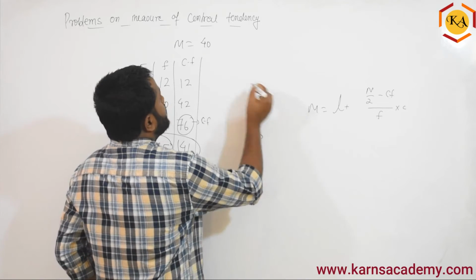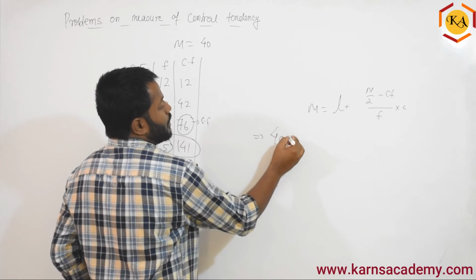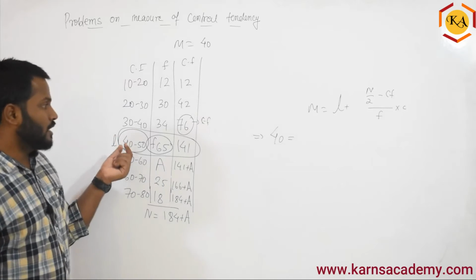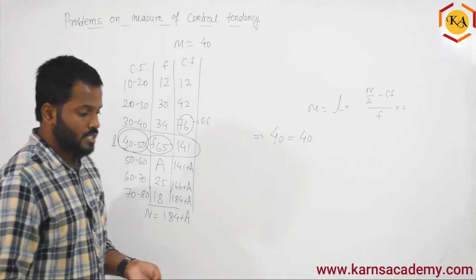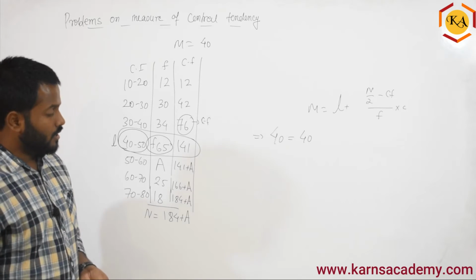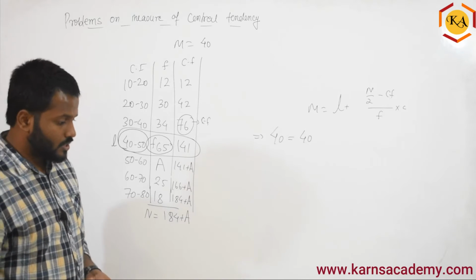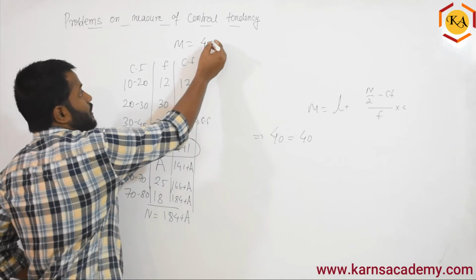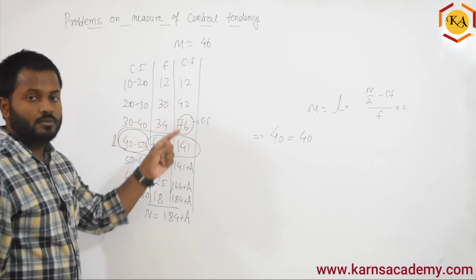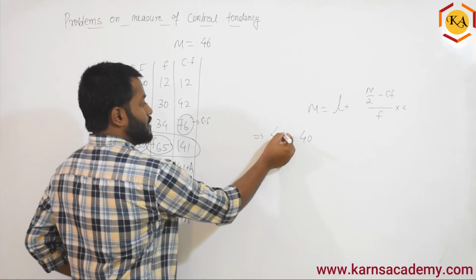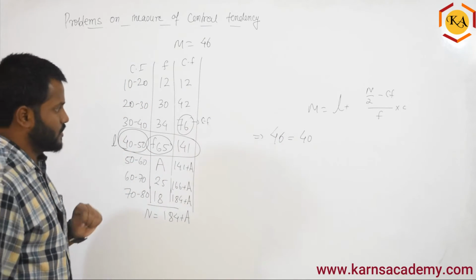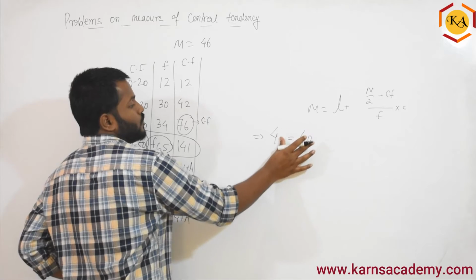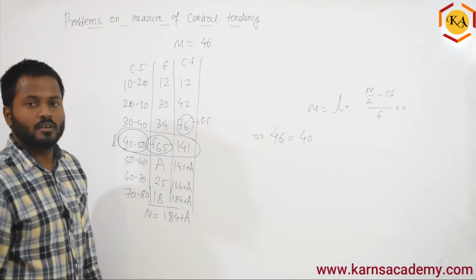So what is your median value? 40 equal to, what is your L value? Again 40, correct? Your L value is also 40. Sorry, I think in the question the median they have given is 46. Okay, sorry for the mistake. So you can take this as 46. Of course it belongs to the same class, so no need to change anything. Even if it was 40, you could have taken that particular class only, right?